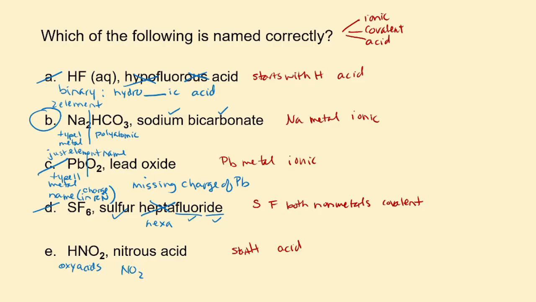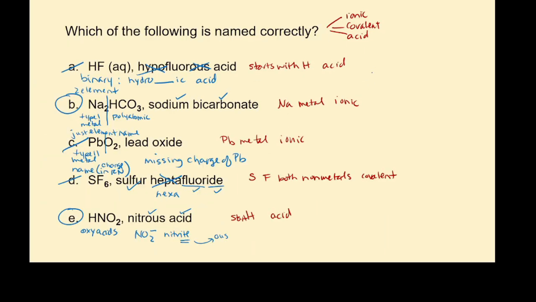But the way that we name them is we identify what is the polyatomic ion. So this is NO2 minus, which is called nitrite. If it is an ite, when we turn it into an acid, I change it to us. So nitrous acid. So actually, this is correct. I need to update my answers here. This is not okay.